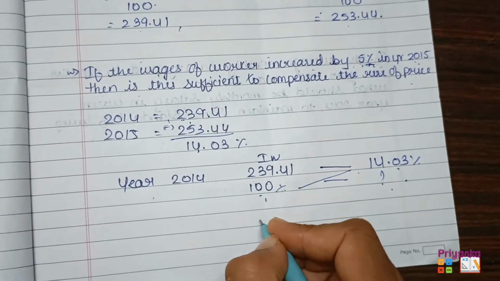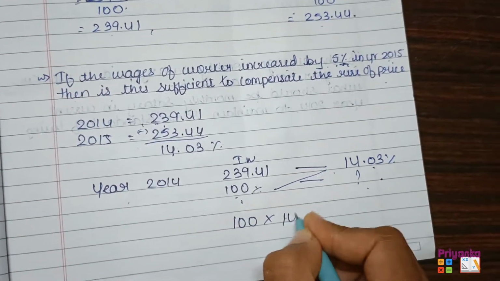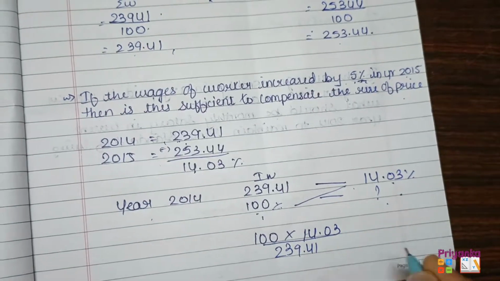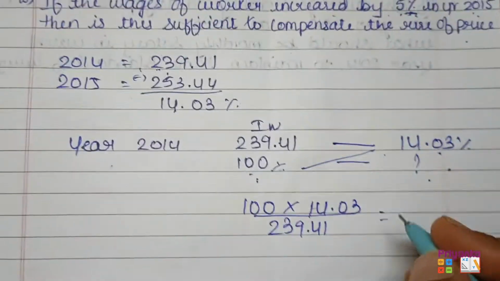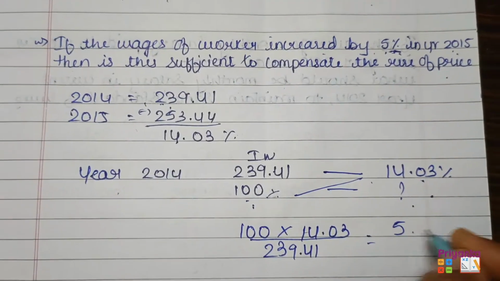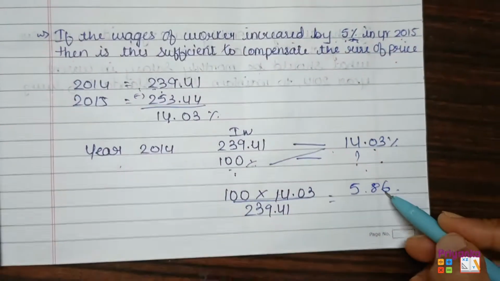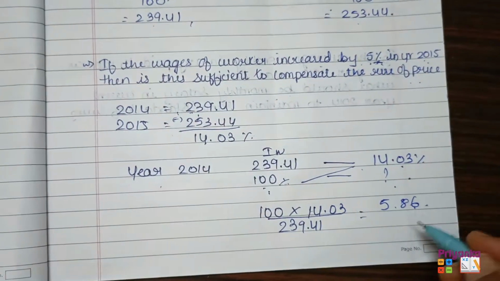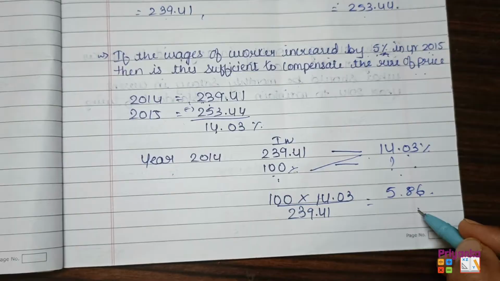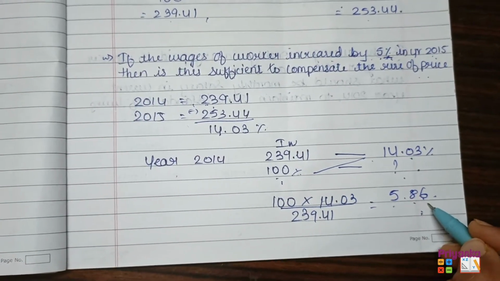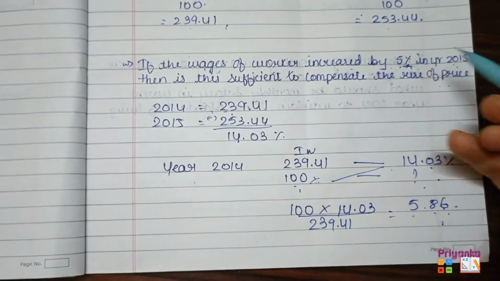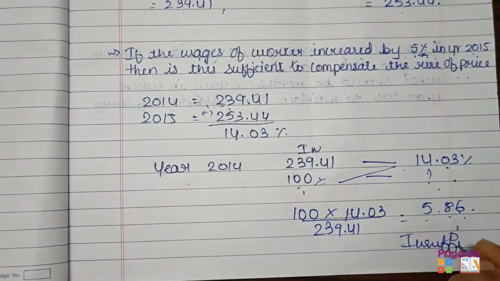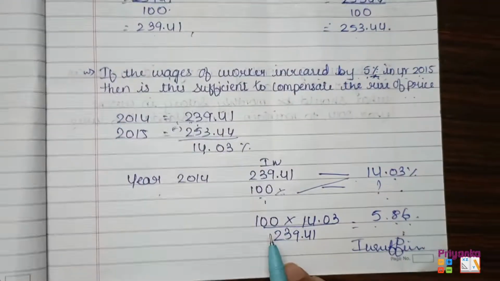Let's take it into the cross multiplication. That is 100 multiplied by 14.03 divided by 239.41. Let's find out. Here we got 5.86 percentage. Means it is insufficient. The question asks if there is an increase of 5%, but we saw the expenses rise by 5.86 percentage. So an increment of 5% will not be sufficient. So we can declare it as insufficient. And you can just copy the sentence from the question.